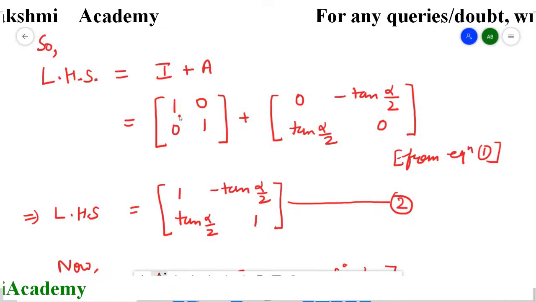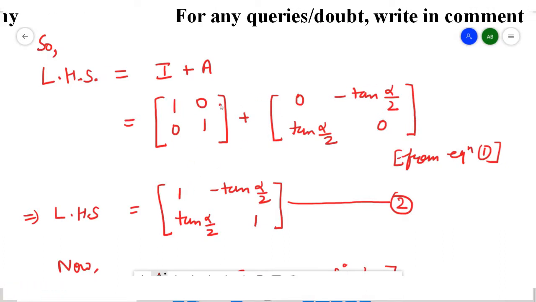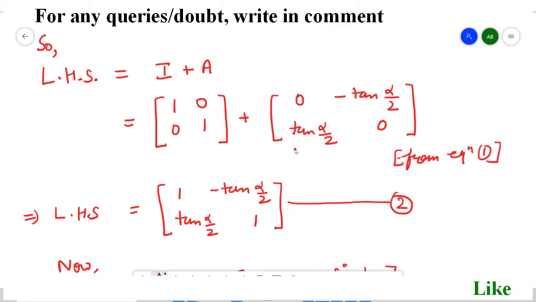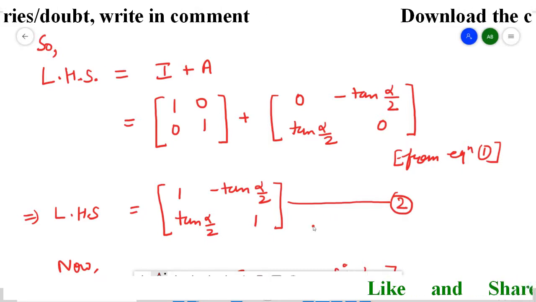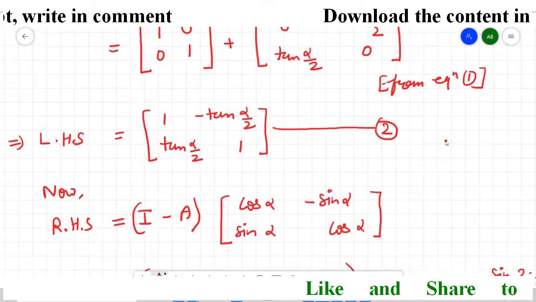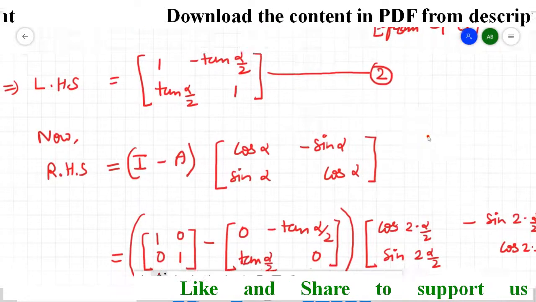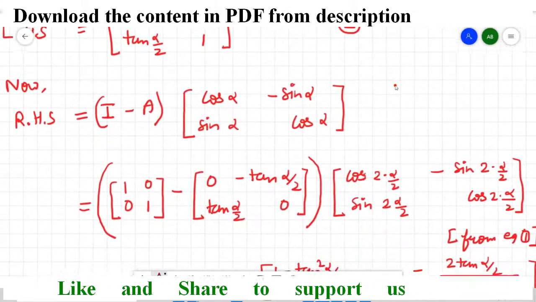To add them, we have to add the corresponding elements. So 1 plus 0 is 1, then 0 plus minus tan alpha by 2 is minus tan alpha by 2. Like this I added the corresponding elements, and like this we obtained our left hand side. So the left hand side is easily obtained. The right hand side is a little bit calculative. Only calculative, not difficult.